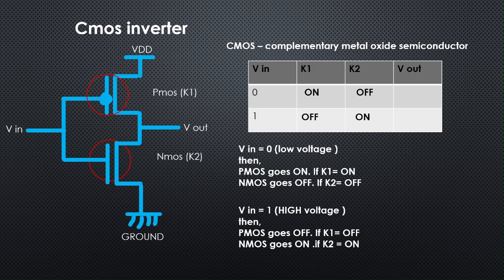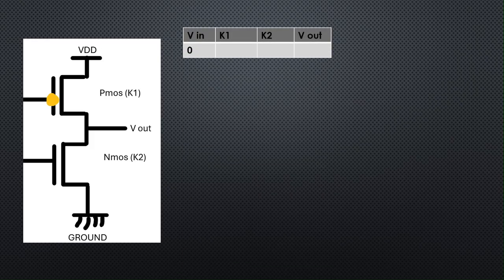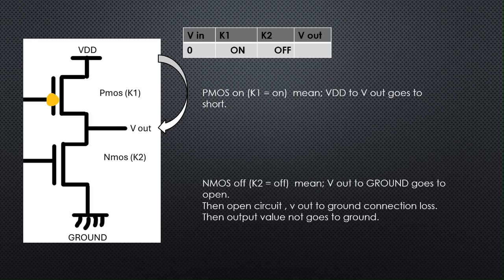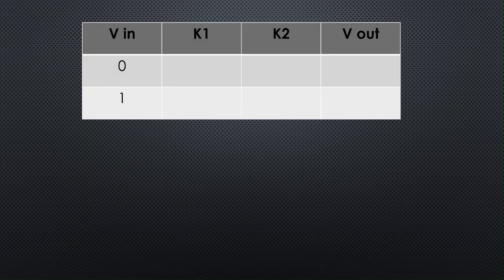In the CMOS inverter, when VIN equals 0, the PMOS is on. The VDD to VOUT connection is closed, a conducting path. The NMOS is off, so the VOUT to ground path is open. VOUT equals 1. When VIN equals 1, the NMOS is on, and the VOUT to ground connection is closed, so VOUT is 0. The PMOS is off, and the VDD to VOUT path is open.